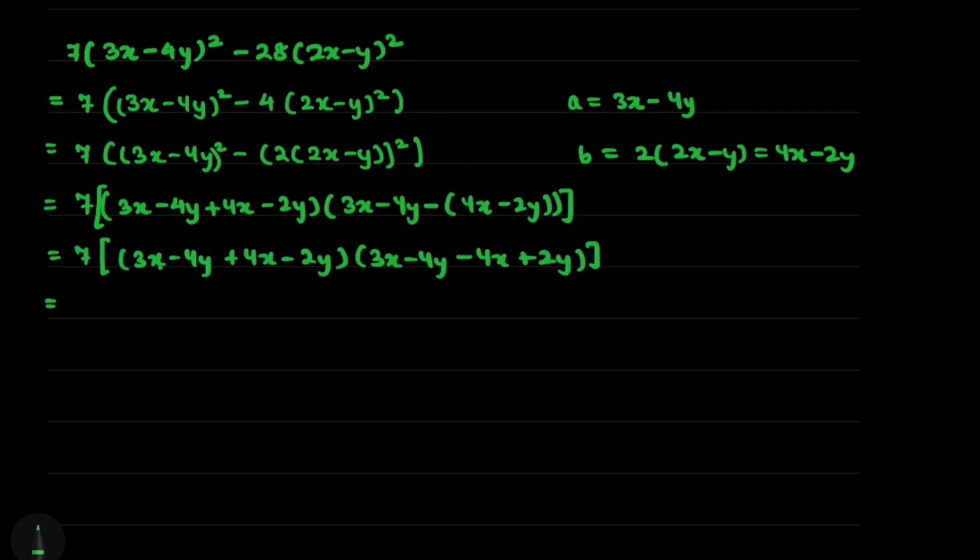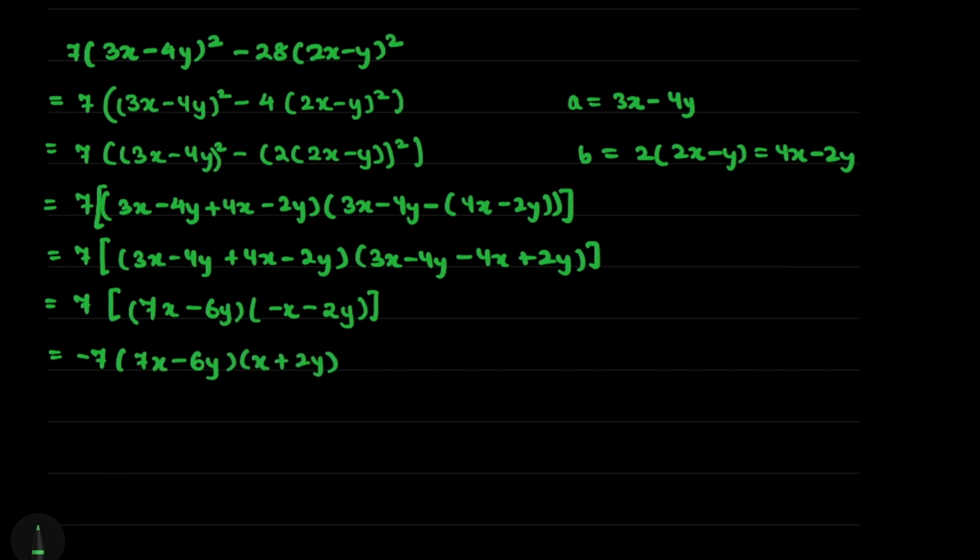Let me open these brackets. Let's simplify. So we keep the 7 outside. We have 3x plus 4x, which is 7x, minus 4y minus 2y. And then we have 3x minus 4x is minus x, minus 4y plus 2y. We can take out the negative. And then we have minus 7 into (7x minus 6y) into (x plus 2y). And this is the final factorization for our expression. This might look a little bit lengthy, but this is very good to create an intuition so that you can solve any kind of question. And if you have any queries, don't forget to put those queries in the comment section.